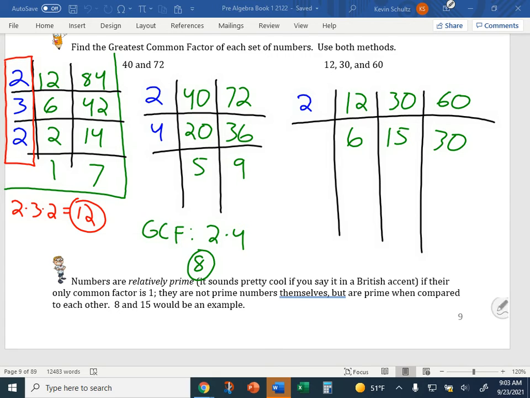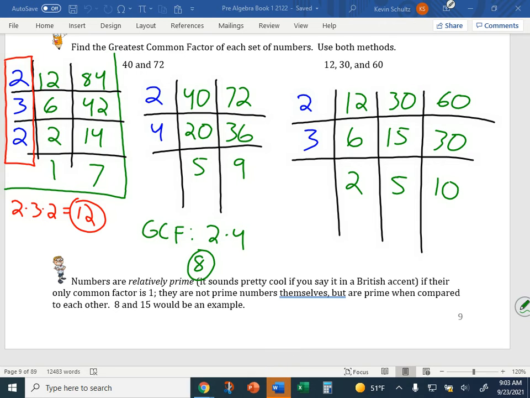So what number are we going to put in that spot underneath the 2? What number does go into 6, 15, and 30? 3 does. So we are going to divide 6 by 3 to get 2. We're going to divide 15 by 3 to get 5. And divide 30 by 3 to get 10. Are we done? Yes, because there's no number that goes into 2, 5, and 10.